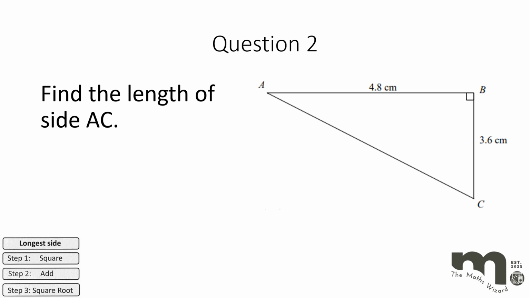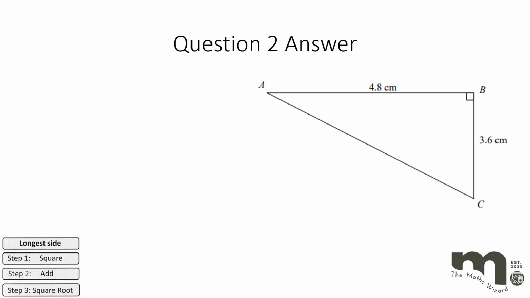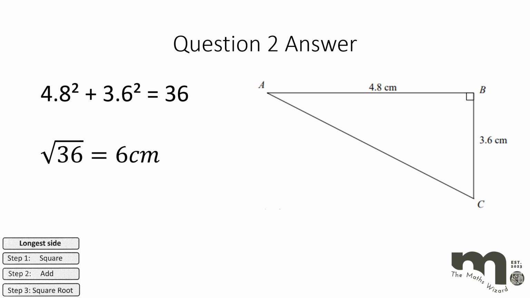Okay, here's another hypotenuse question for you. So this side is referred to as AC. So pause your video, have a go. Let's take a look then. So if we do 4.8 squared add 3.6 squared, that gives us 36. And quite a nice one, this one, because the square root of 36 is just a nice round 6. So a nice round whole number answer for this particular question.